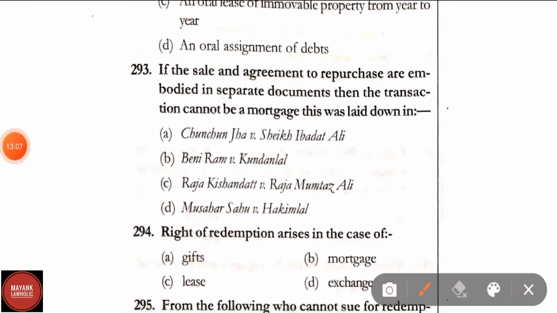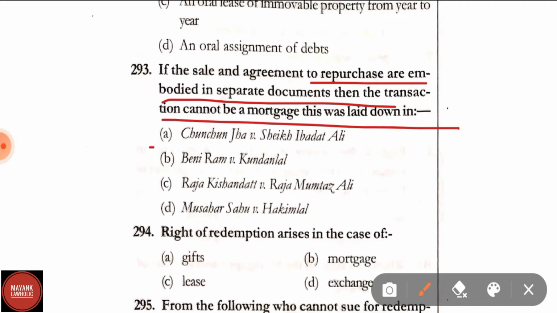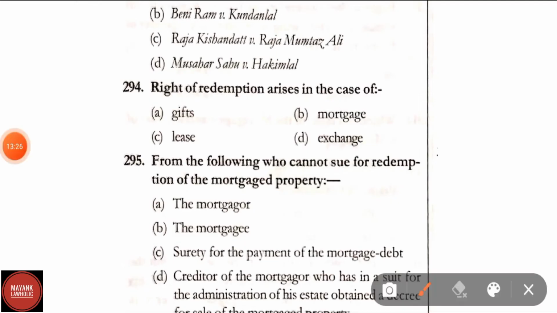Question number 293. If the sale and agreement to repurchase are embodied in separate documents, then the transaction cannot be a mortgage. This was laid down in, correct answer is HLA versus Sheikh Ibadat Ali. Question number 294. Right of redemption arises in the case of gifts, mortgage, lease, exchange. Here correct answer is option B, mortgage. Right of redemption arises in the case of mortgage.